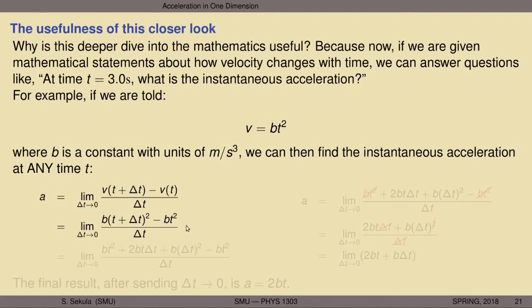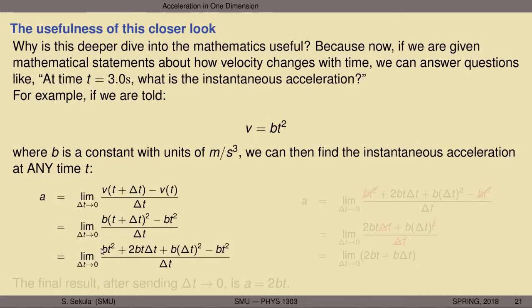Well, now that we have done this substitution, we see that we have an exercise in sort of high school algebra polynomial expansion, where we have a quantity, t plus delta t, all squared. Well, we can actually write that out. We can expand that out. So let's do that. That's the next step. We expand out the square of t plus delta t.